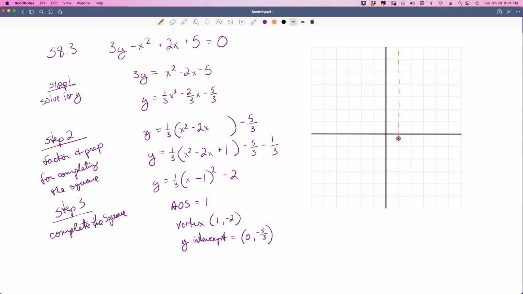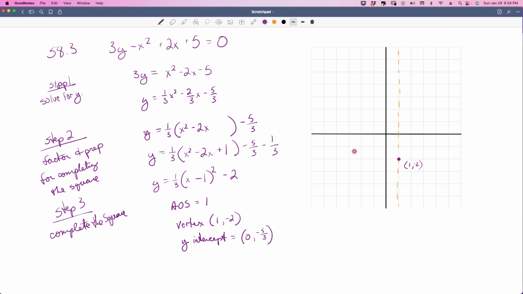Just write down this 1. Okay, and now I'm going to do it in purple for the rest. The vertex is going to be 1, -2. That's not 1, -2 at all. So 1, -2 is here. I put it in the wrong spot, sorry. Now we have 1, -2.